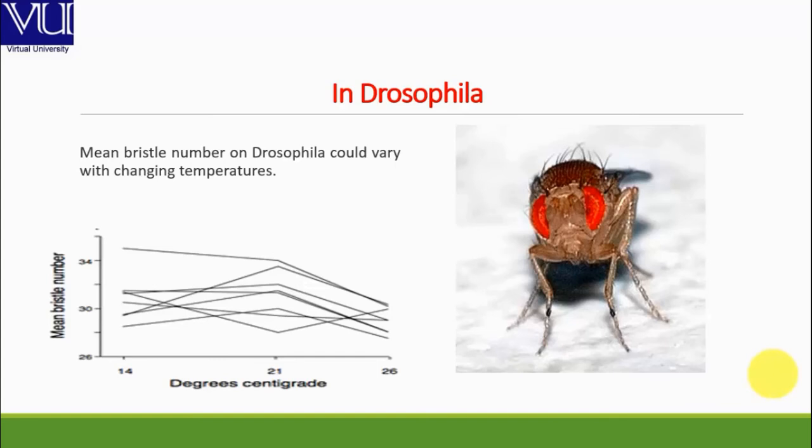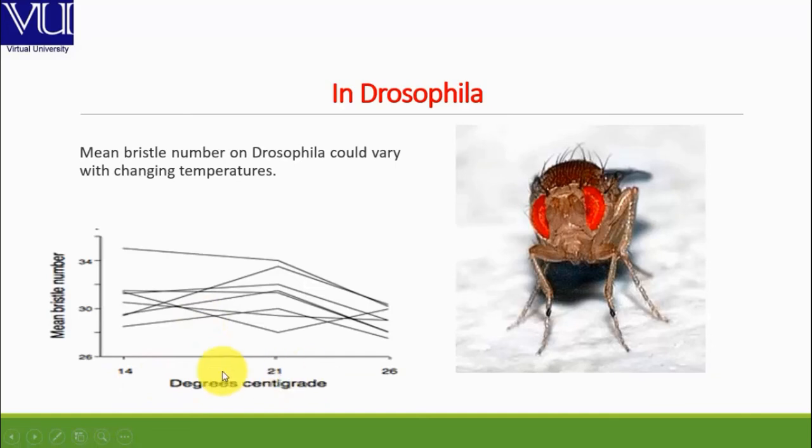So let's start with some examples in Drosophila. In Drosophila, a classic example of gene environment interaction was performed by Gupta and Lewontin in 1981. In that experiment, they demonstrated that the mean bristle number on Drosophila could vary with changing environment, as seen in this graph. Different genotypes reacted differently to the changing environment. Each line represents a given genotype, and the slope of the lines reflects the changing phenotype with changing temperature.